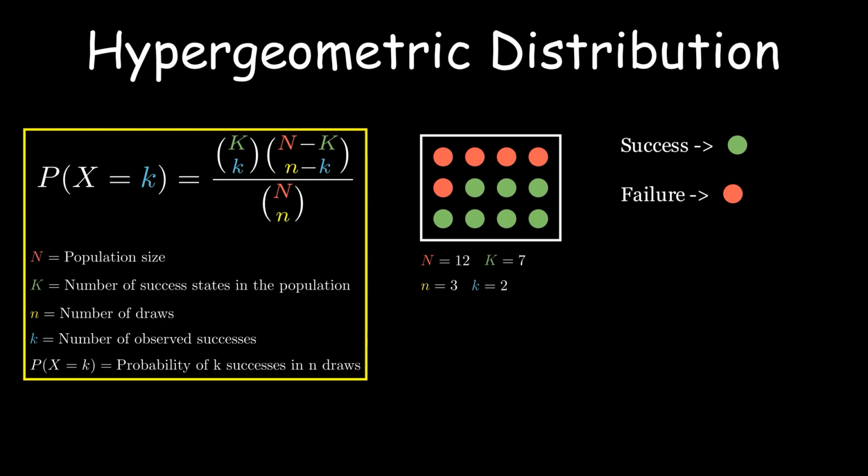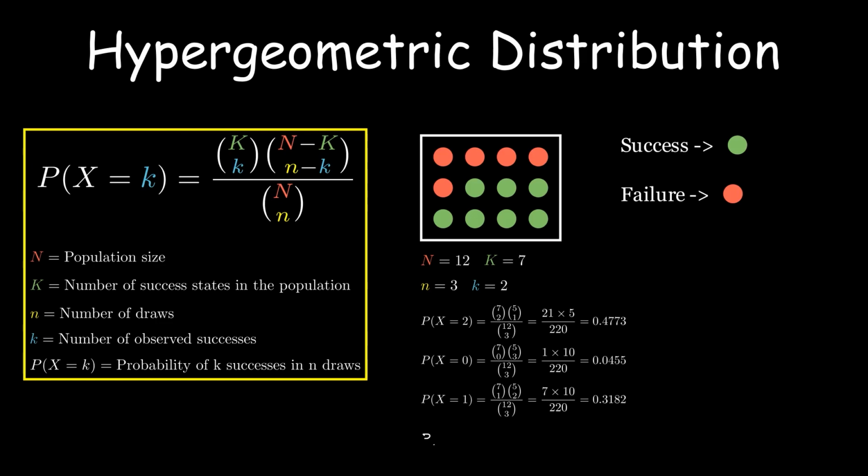Substituting these values in the formula, we get the probability of drawing exactly 2 green balls as 0.4773. Similarly, we can calculate the probability of drawing all other possible number of green balls. To see the distribution of the probability mass function, we can plot the probability of drawing each number of green balls like this.